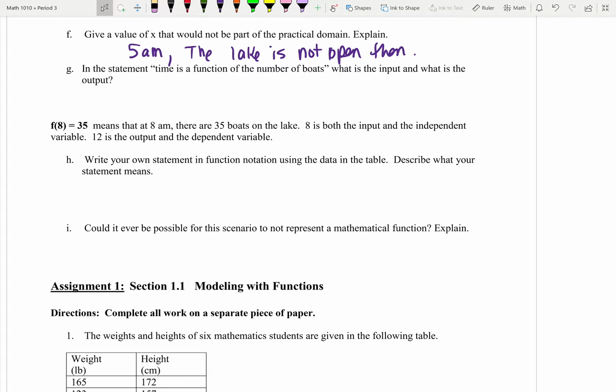In the statement, time is a function of the number of boats. What is the input and what is the output? You guys tell me. Time comes first, boats come second. What's the first guy? What order does it go? Output. Yep. So this is the output and this is the input.